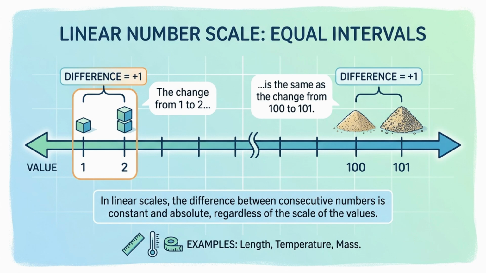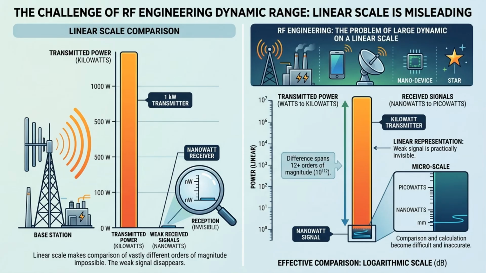In everyday mathematics, we are used to working with linear numbers where differences are absolute and easy to interpret. For example, the difference between 1 and 2 is the same as the difference between 100 and 101. This works well for many physical quantities that vary within a limited range. However, RF engineering deals with signals that can span extremely large dynamic ranges.